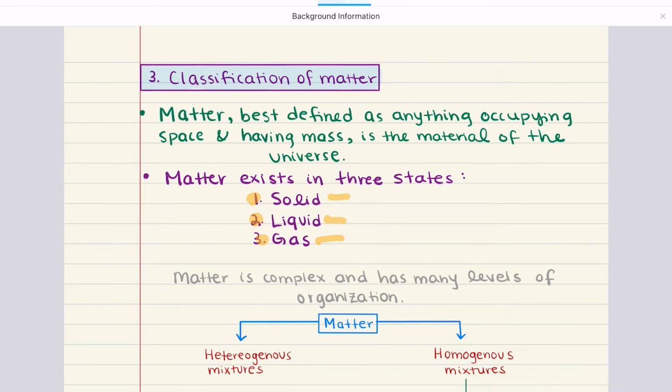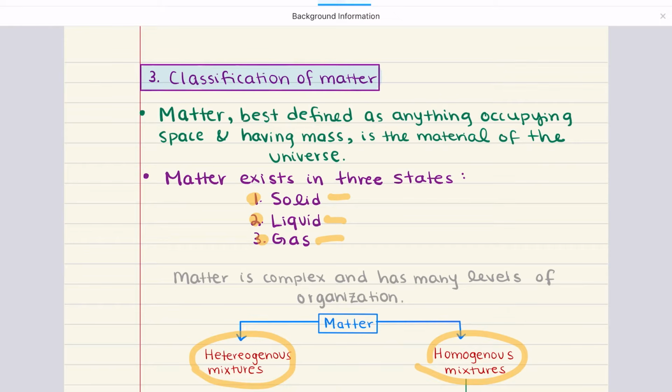Now, matter is very much complex and organized into several levels. Matter can be divided into mixtures and pure substances. Mixtures are physical combinations of 2 or more substances where each retains its individual particles. This can be categorized as heterogeneous mixtures and homogeneous mixtures. Heterogeneous mixtures have visibly different components or phases. So think about a mixture of sand and water, right? You can see the distinct parts. The sand is there, the water is there. You can see it, and it can be physically separated.